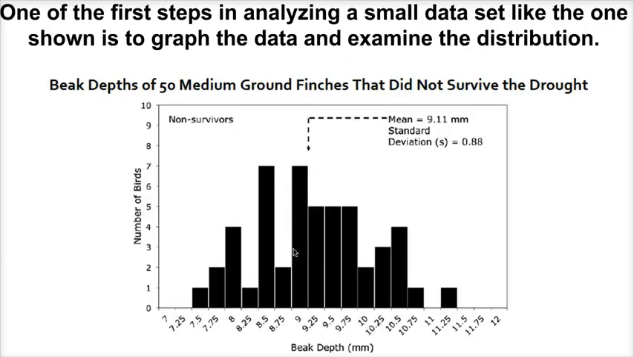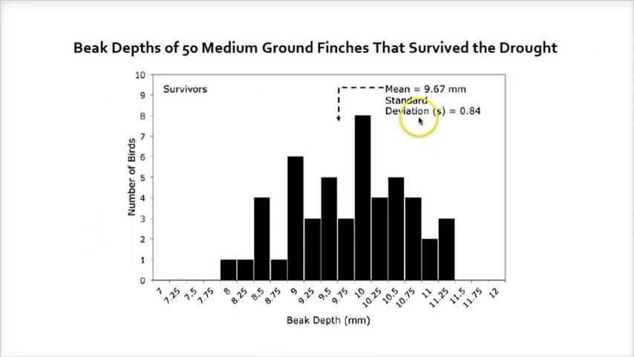But if we take this information and put it in a chart like this, a very simple bar graph, we can see the number of birds that we measured in groups by beak length. And we can see that the average beak length of the birds that did not survive the drought because their beaks were too small was 9.1 millimeters. On the next page, I have the average, 9.67.